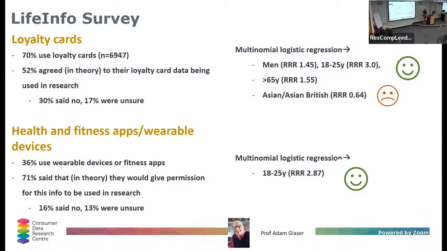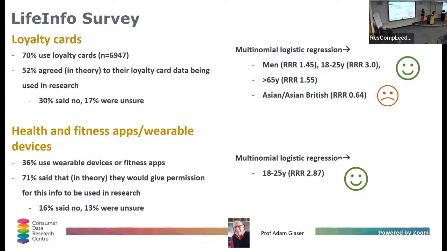So while 70% of people reported using loyalty cards, just over 50% said that they would be happy in theory for those to be linked to health records in the future. Of those that didn't say yes, 30% said no and 17% were unsure. We collected quite a lot of free text data as well, so we've been able to do text mining and look more closely at that to understand the barriers. There's a nice paper on LDA in JMIR. But it was different for health and fitness apps. Fewer people use them, but many more people would be willing to share the information from them.